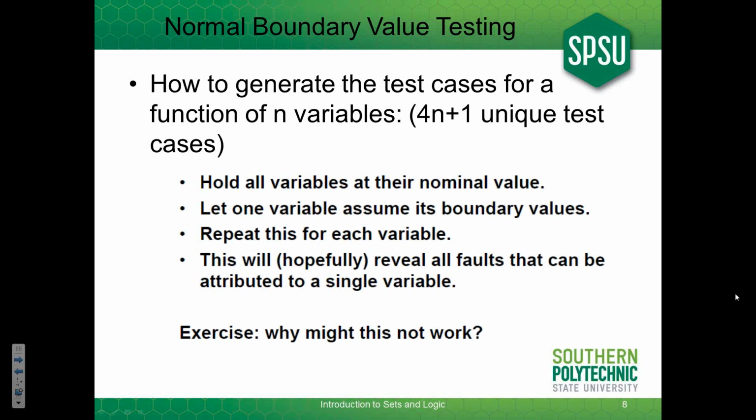Unique test cases. It means if you have any duplicates, we delete those duplicates. Would be good to work on it, make sure that you understand why we are getting 4n plus 1 test cases for this situation.